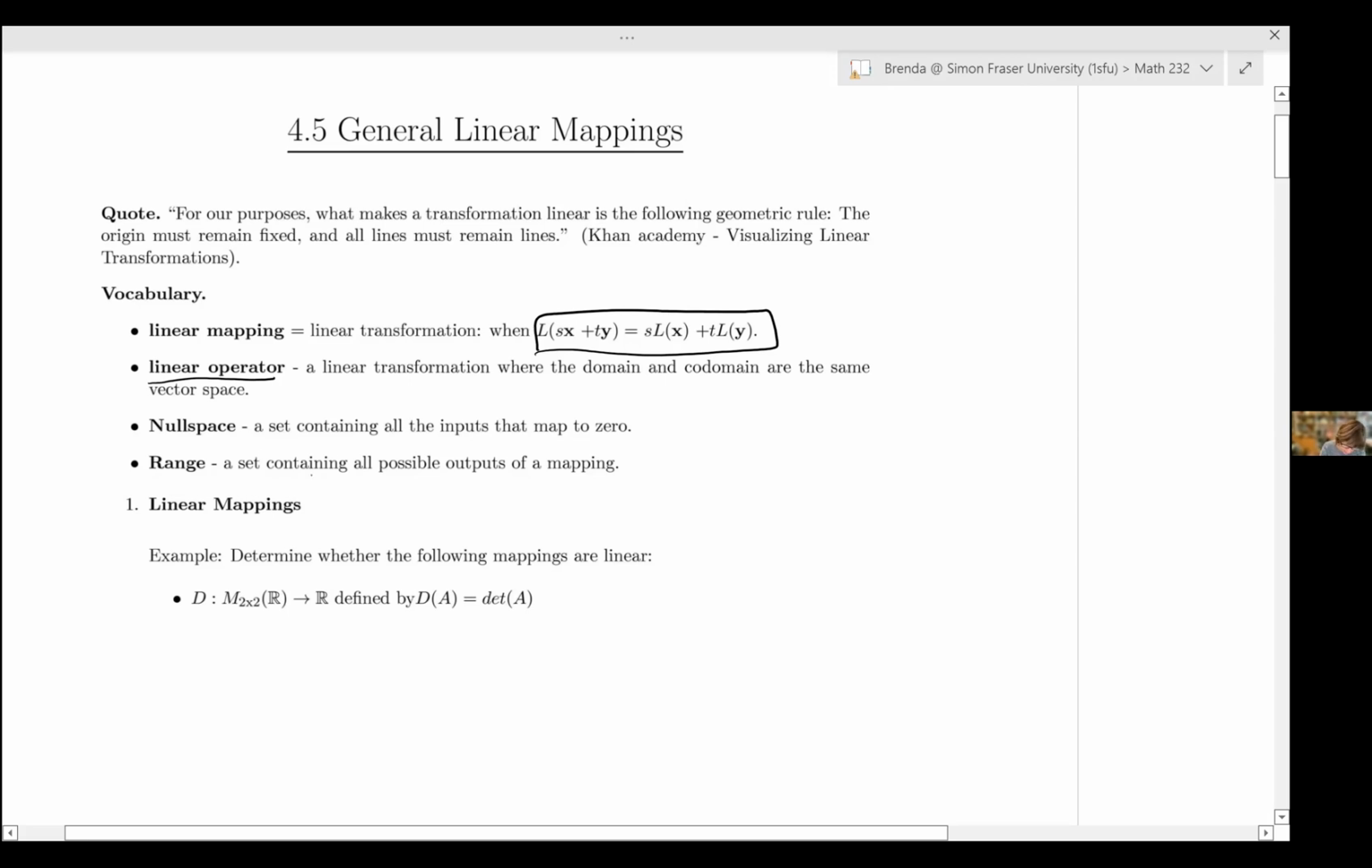The null space is the set of all of the inputs to your transformation that map to the zero output. And then the range is the set containing all the possible outputs of a mapping, which may or may not be the entire codomain.